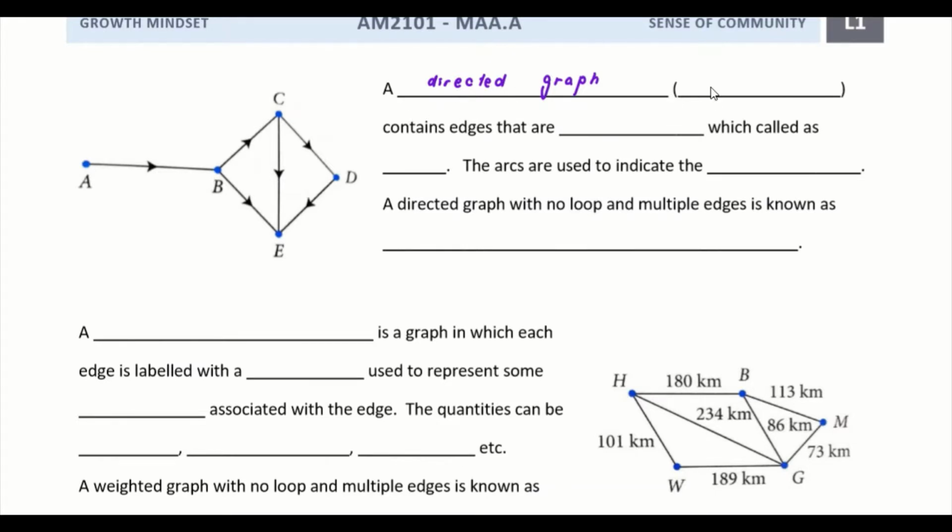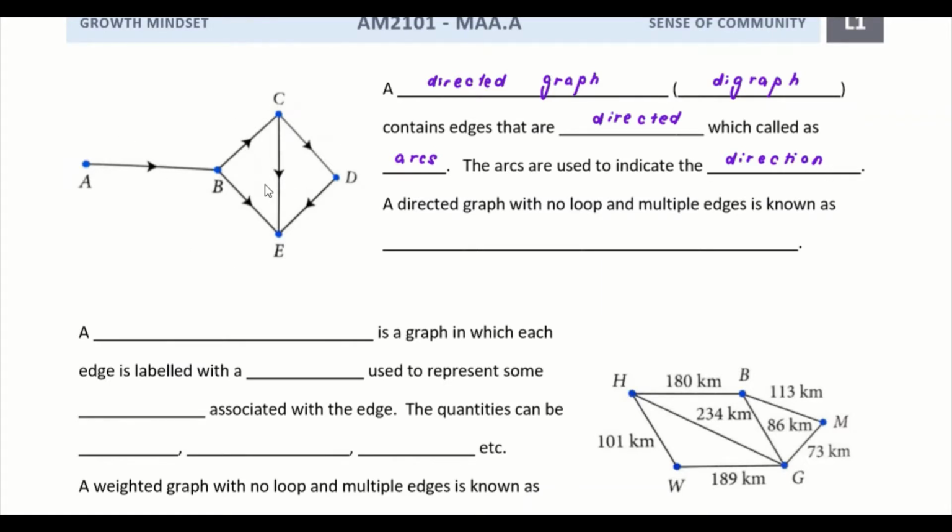A directed graph, sometimes called a digraph, is a graph that contains edges that are directed, and these directed edges are called arcs. So when you have lines without direction, they are called edges. When you have a direction, then they are called arcs. The arcs are used to indicate the direction. For example, you can see what we have here.